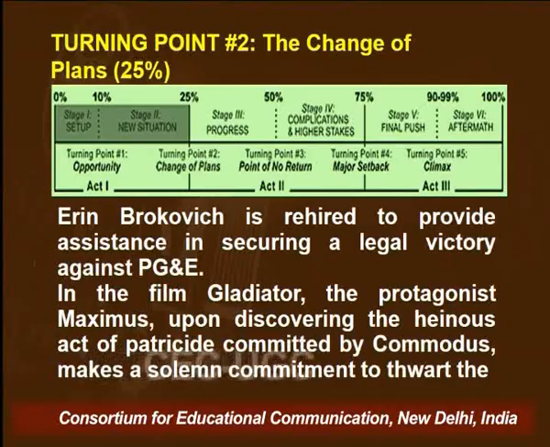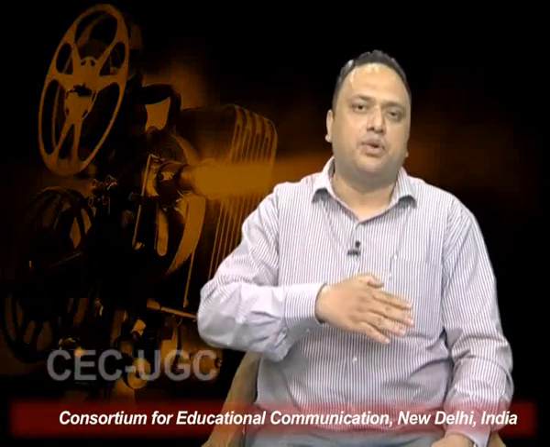suppose the film is 120 pages, then the next at least 20 pages. Now, the development we are leading to is basically that Erin Brockovich is rehired by Ed Masry. So something must have happened that she has been expelled. Then there must have been some need that Ed Masry comes and rehires her. In the film Gladiator, the protagonist Maximus comes to know that his family has been killed and burnt.